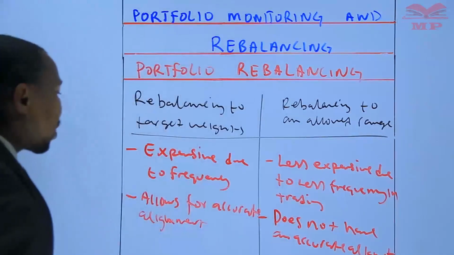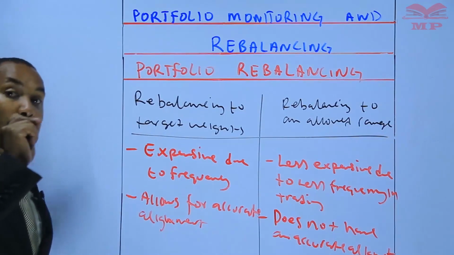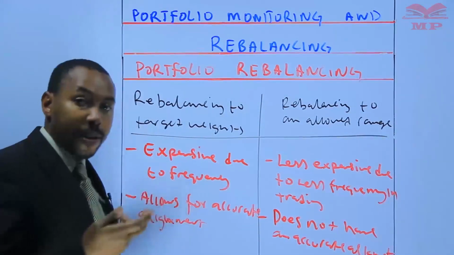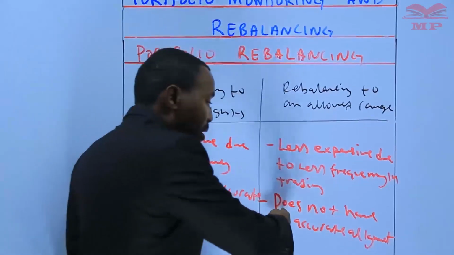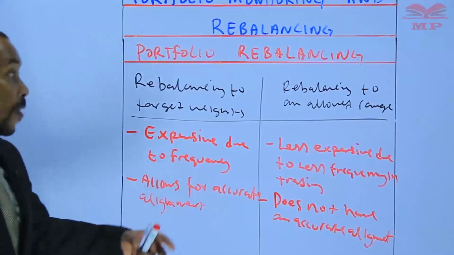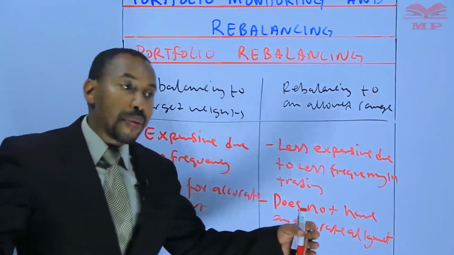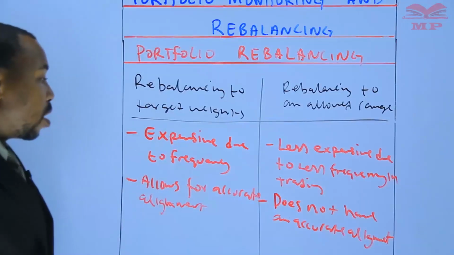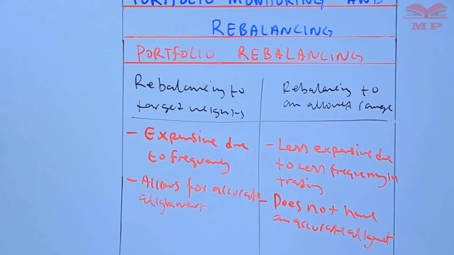So what is this alignment we're talking about? When you're rebalancing using target weights, it is accurate because you're going to allocate the portfolio to a specific percentage allocation, either 20% or 30%. That is why it allows for accurate alignment. This one does not allow for accurate alignment because you're rebalancing to an allowed range, between 15% and maybe 35%. So long as it's within that range, you're going to rebalance the portfolio to be within that range.